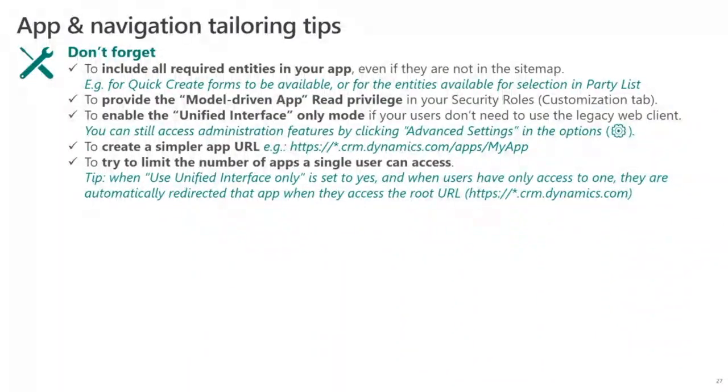So for example, you could want some quick create forms for entities that are not necessarily part of the sitemap. Or you could also tailor the list of entities that are available for selection in party list. The party list field is, for example, the recipient of an email. If you want to send an email to a queue, you need to make sure that the queue entity is part of your app.